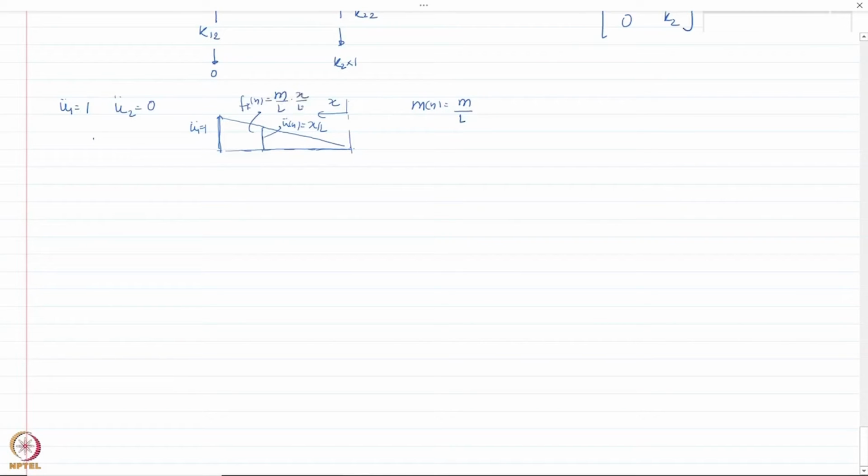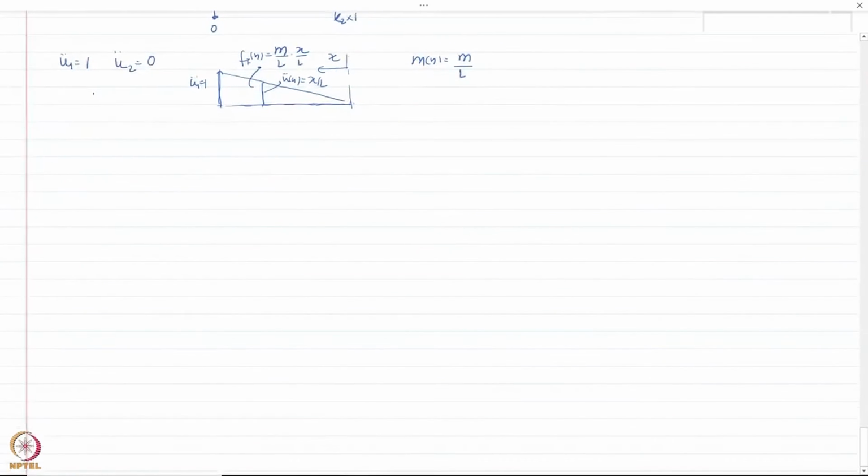So mx by L square. Okay, and now we are going to write down the equilibrium equation for this one. What will happen is I have inertial forces which are distributed like this, and to maintain the state of acceleration, I need to apply force m1 due to unit acceleration at 1, and then force at degree of freedom 2 due to unit acceleration at 1.